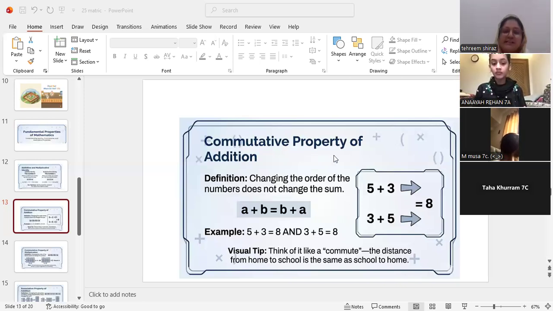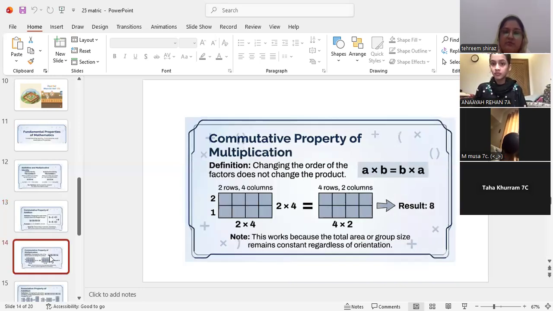Now coming towards the commutative property with respect to multiplication. I am giving you one example. I am sitting in a square room, right? I will rotate the room. Can this square become a rectangle?